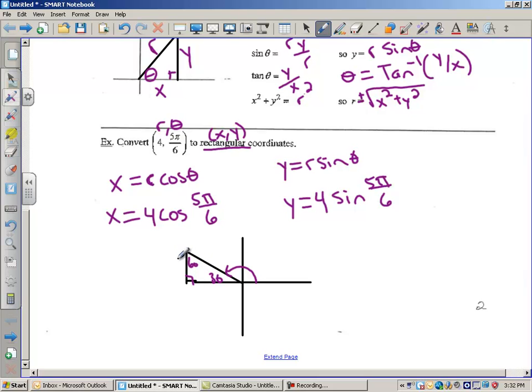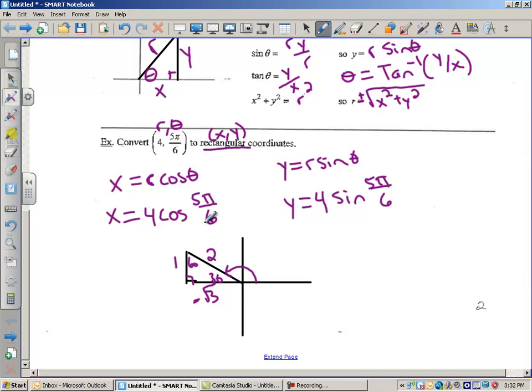So I'm going to label my sides. I'll put a 1 across from the 30. It's been a long time since we've done this, huh? I'll put a square root of 3 across from the 60, but it's negative because I'm going left. And then I'll put a 2 on the hypotenuse because of the Pythagorean theorem, or you know your 30, 60, 90.